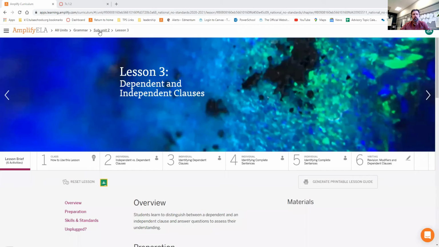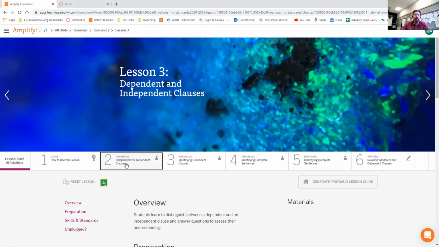It is a grammar one, and I like to do it now using this method instead because it does allow you guys to see the questions a lot more clearly. So I'm going to share my screen, and we're going to pull up Amplify curriculum. The unit that we're doing here is grammar, subunit 2, lesson 3. Okay. It is called dependent and independent clauses.